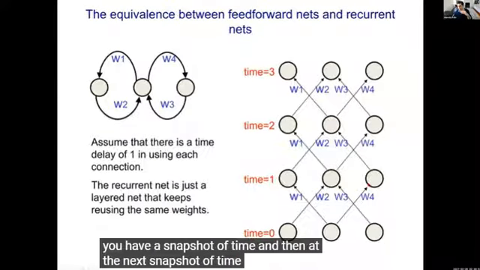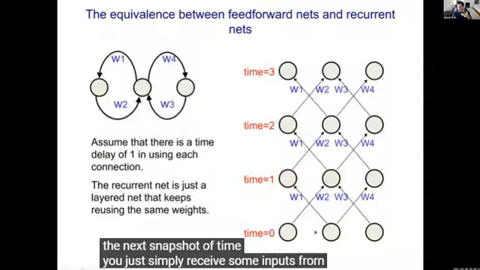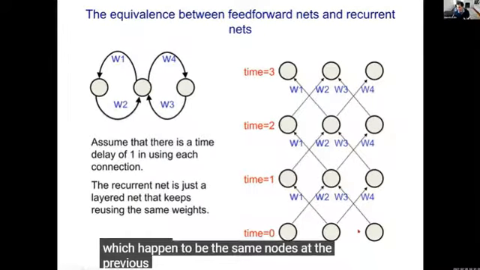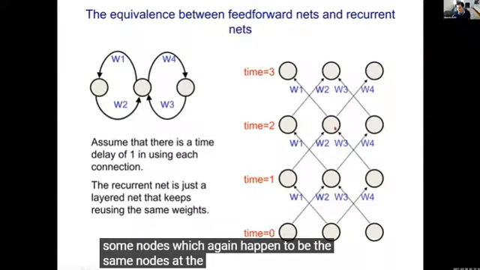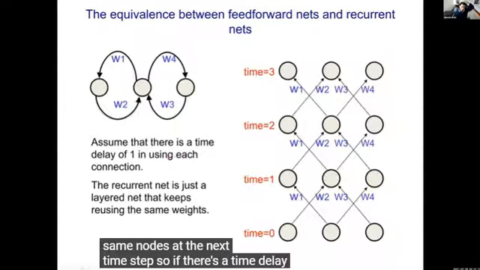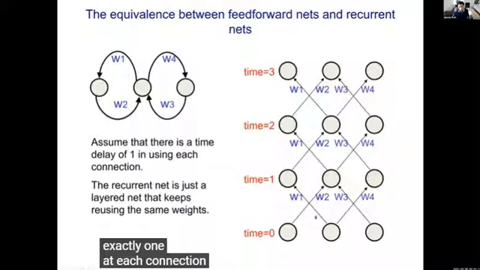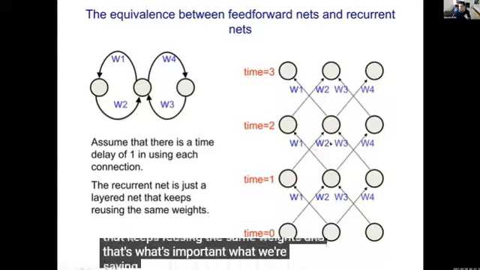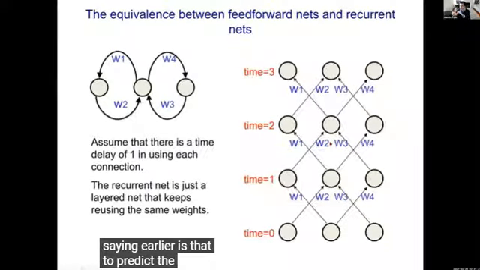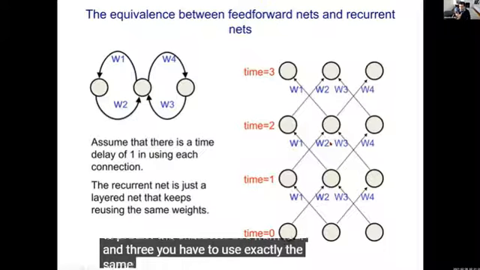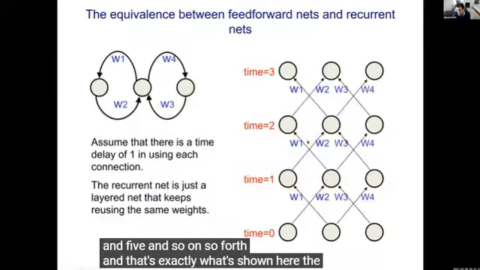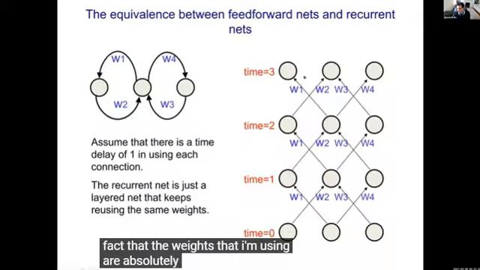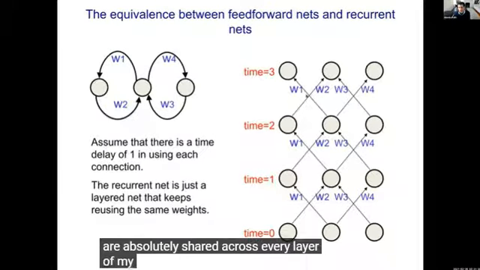And then at the next snapshot of time, you simply receive some inputs from some nodes, which happen to be the same nodes at the previous time step. And then you're sending some output to some nodes, which again happen to be the same nodes at the next time step. So if there's a time delay of exactly 1 at each connection, then it's just a layered network that keeps reusing the same weights. And that's what's important. What we were saying earlier is that to predict character 5 from 4 and 3, you have to use exactly the same function as to compute character 7 from 6 and 5, and so on and so forth. And that's exactly what's shown here: the weights that I'm using are absolutely shared across every layer of my network.